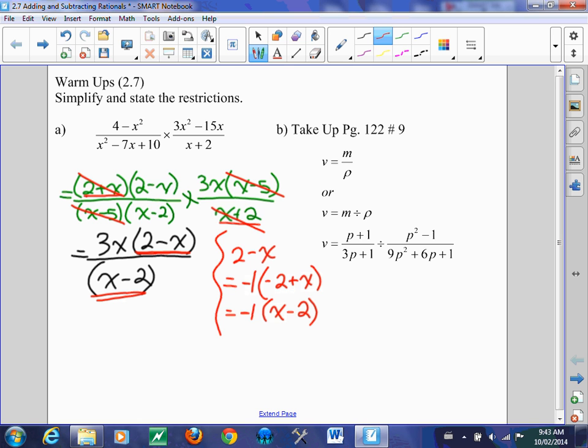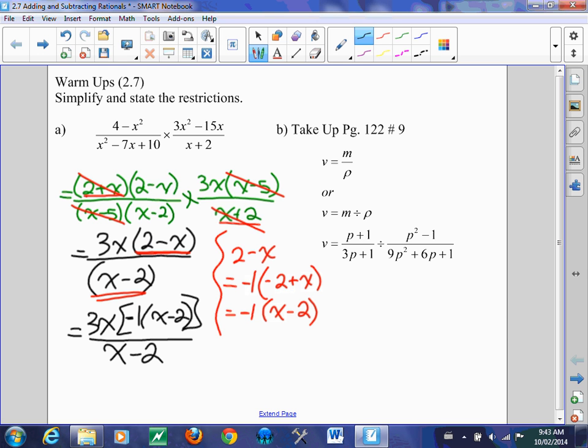So notice, ladies and gentlemen, here is a cool step that I can do. What I'm going to do is take my numerator, and I'm going to have 3x, and I'm going to multiply it by negative 1, and then it's going to be times x minus 2. And it's going to be divided by x minus 2.